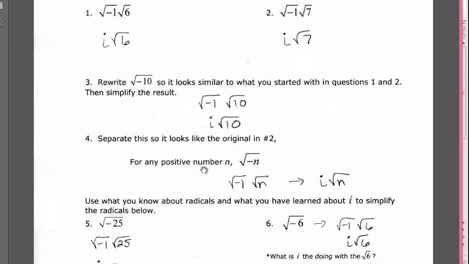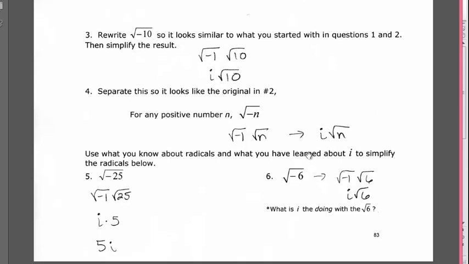So here's a generalization here. For any number n, if you have square root of -n, you can separate it into the 2 radicals, square root of -1 and square root of n. Then that square root of -1 becomes the I. So if you look at number 5, I've separated square root of -25 into square root of -1 and square root of 25. That square root of -1 becomes I. Square root of 25 becomes 5. And I times 5, 5 times I, same idea. We generally write it as 5I though.